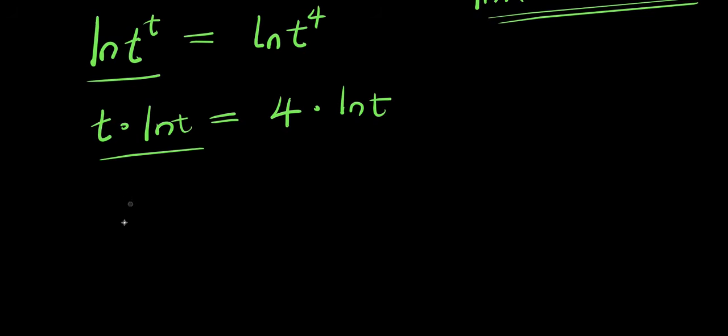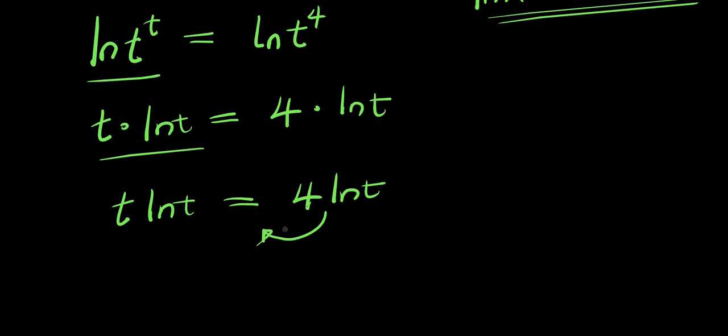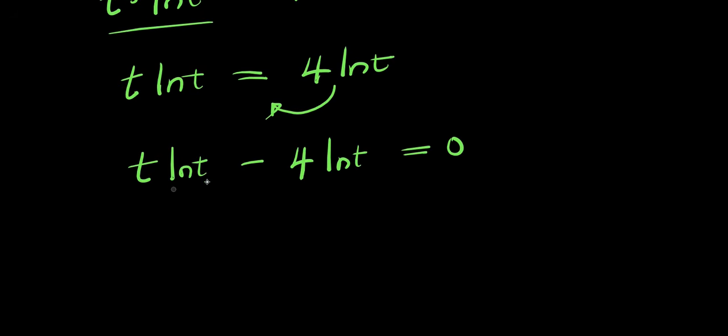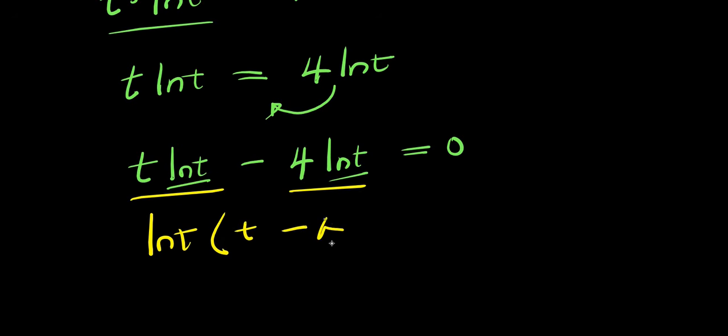Now, if you multiply this out, you have t natural log of t equals 4 natural log of t. So what I'm going to do will be to take this over here. I'll have t times natural log of t minus 4 times natural log of t equals 0. Now, at this point, I can factor out natural log of t because it's common. I have natural log of t times this divided by natural log of t, I have t minus this divided by natural log of t, I have 4, and this equals 0.